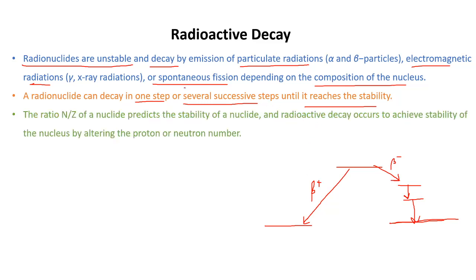And the third point is that, as I've told before, the N/Z ratio of the nuclide predicts its stability. And why does this radioactive decay occur? To achieve the stability of the nucleus.